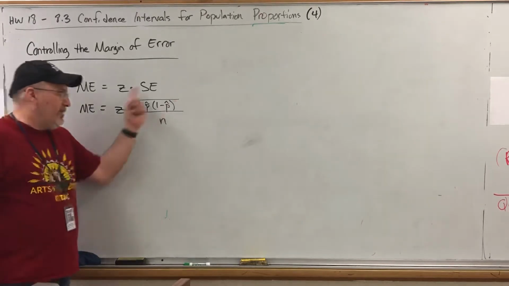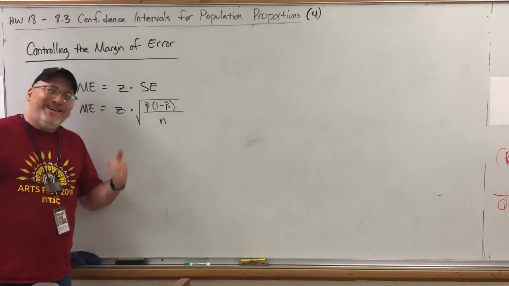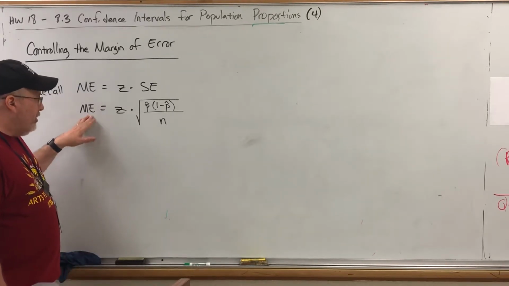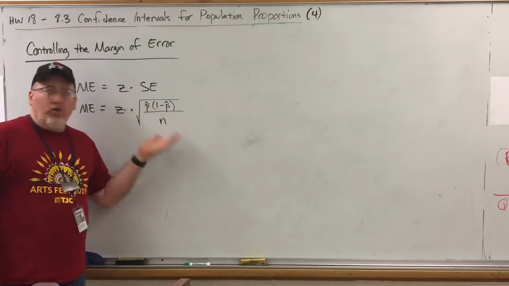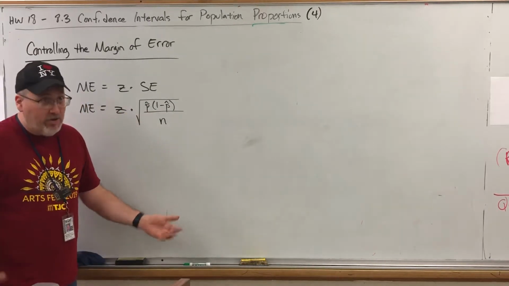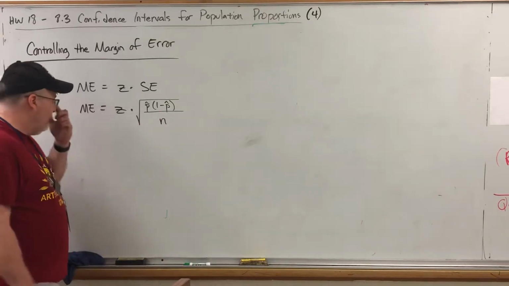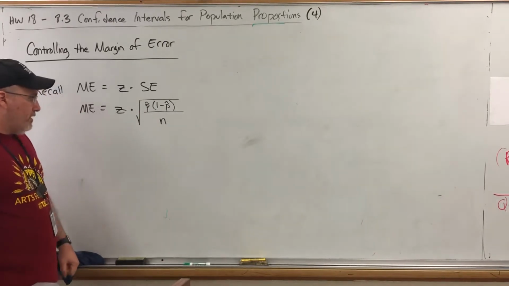But what about the standard error over here? Well, it's got two values inside of it, a p hat and an n. We can make the margin of error smaller by making the top of the fraction smaller. But we really have no control over what p hat equals. It is what it is. So again, we can only control the sample size. So what can we do to the sample size to cause the margin of error to shrink?